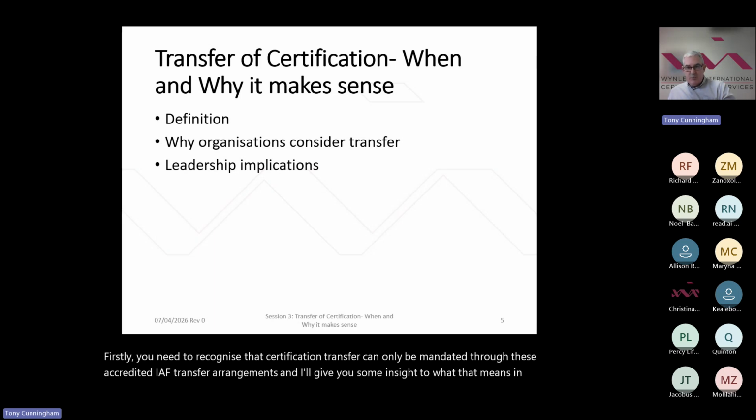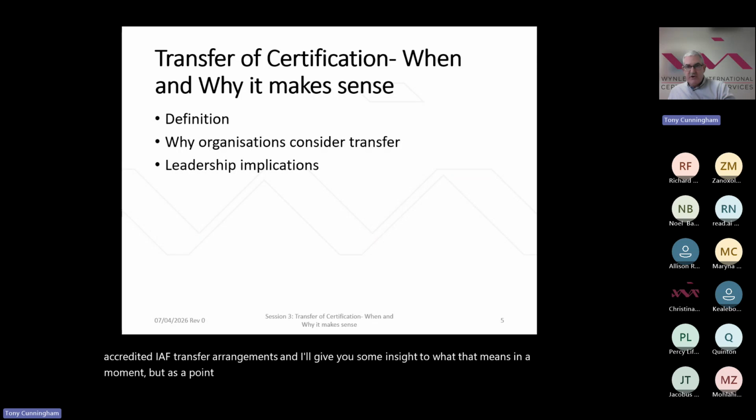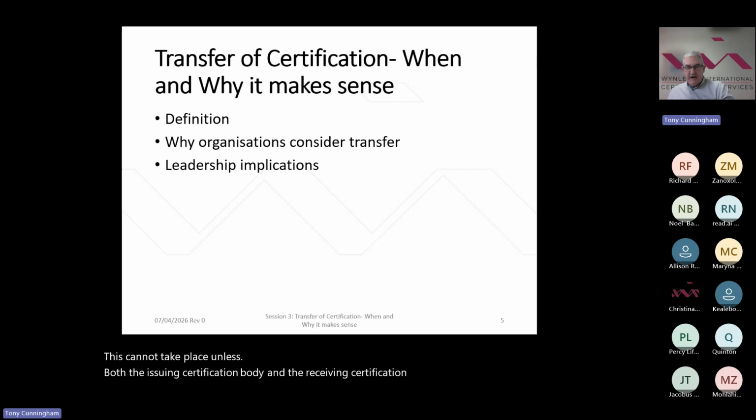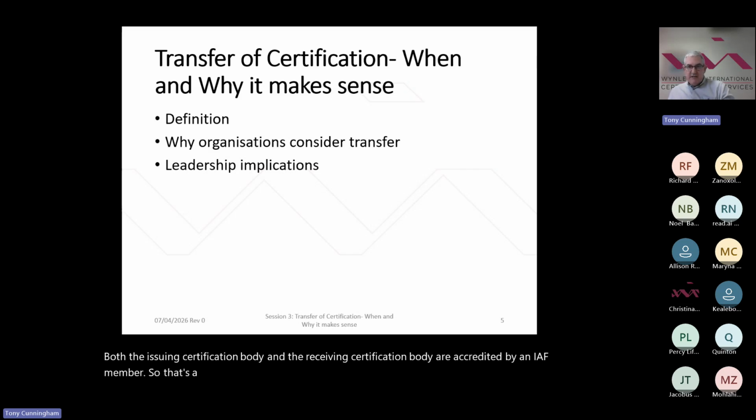But as a point of departure, the transfer under the International Accreditation Forum's mandatory document number 2 cannot take place unless both the issuing certification body and the receiving certification body are accredited by an IAF member. So that's a point of departure. And unless both certification bodies are correctly accredited, then the transfer is a little more technical, and I'll mention what that means in a moment.